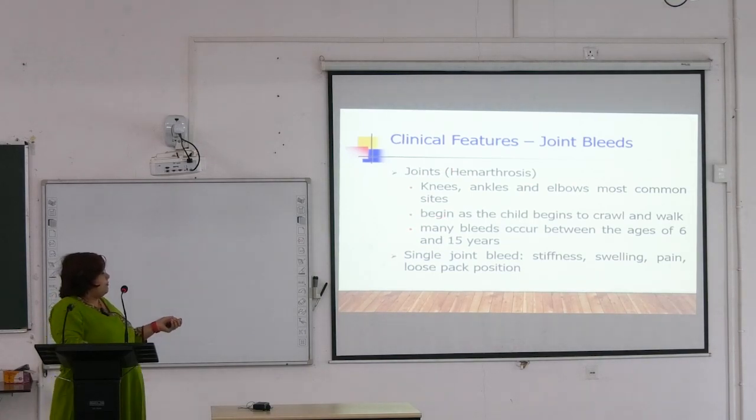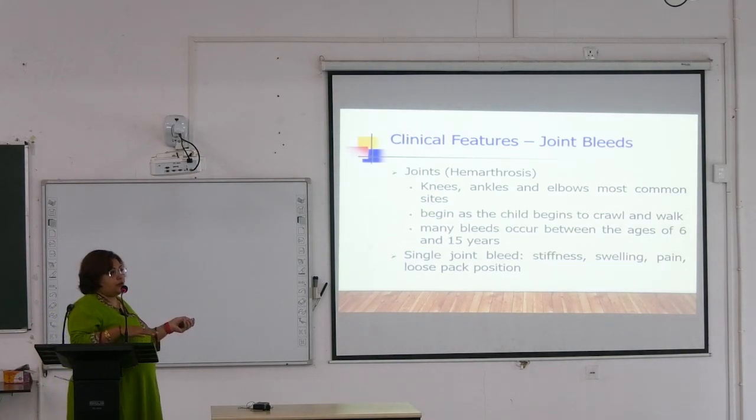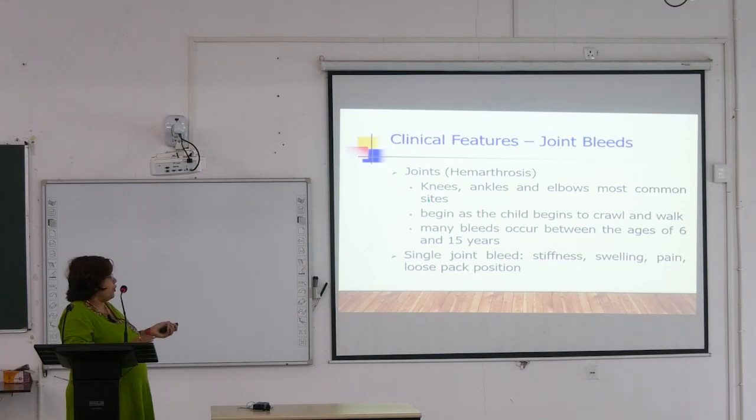When the child is less than 6 months old and the baby cannot move around, you cannot detect hemophilia because there will be no injury. The baby will roll on the bed and there will be no injury as such. But as soon as the child begins to crawl or walk, the manifestations will come and you can see the bleeding, and it occurs between 6 months to 15 years of age. A single joint bleed will cause stiffness, swelling and pain in the joint.